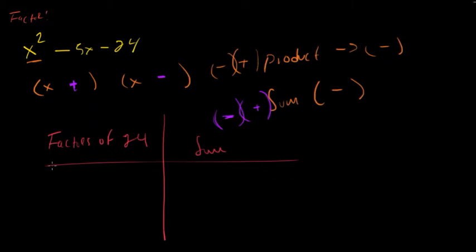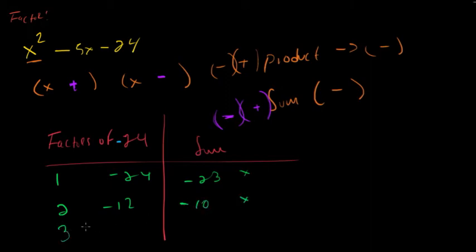Factors of 24. Well, we want to get a negative 24, so we want the factors of negative 24. So let's get them. They'll be 1 and negative 24. Then we'll have 2 and negative 12. Let's see, what is the sum of 1 and negative 24? This sum is negative 23. Well, that's not what we want. But negative 12 plus 2, that sum will be negative 10. That's not what we want.